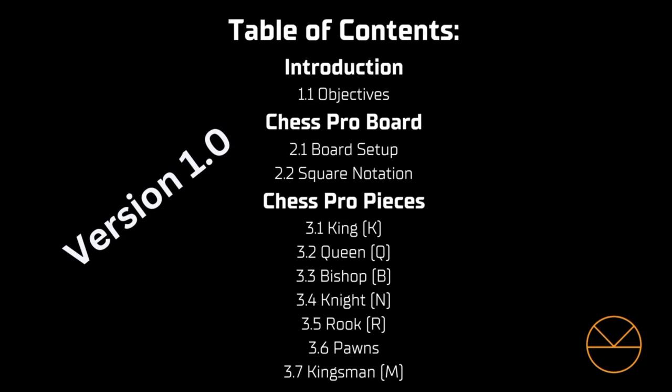Version 1.0. Table of Contents. Introduction. 1.1 Objectives. Chess Pro Board. 2.1 Board Setup. 2.2 Square Notation. Chess Pro Pieces. 3.1 King K. 3.2 Queen Q. 3.3 Bishop B. 3.4 Knight N. 3.5 Rook R. 3.6 Pawns. 3.7 Kingsman M.